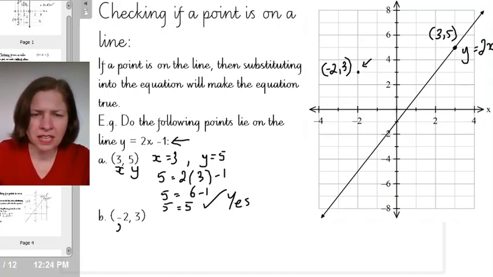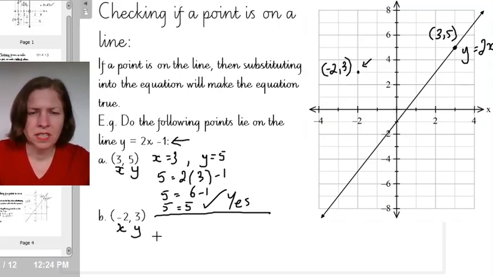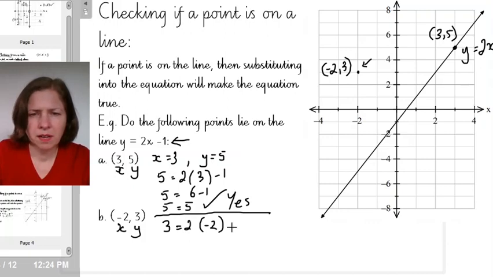Again, I'm going to substitute x is -2 and y is 3. I'll just draw a line there to help me show I'm on the next question. So y is 3. So 3 equals 2 times x is -2. Now notice how I use brackets instead of writing times. You could write 2 times -2. That's just a habit I've got. Minus 1. And let's see what we get. 3 on the left. 2 times -2 is -4 minus 1, which is -5 on the right, and 3 on the left. No, this point is not on the line.